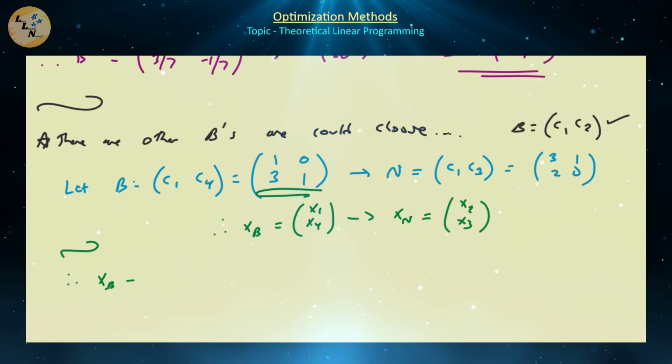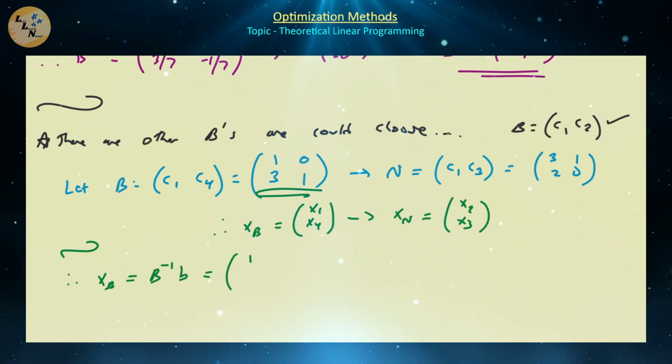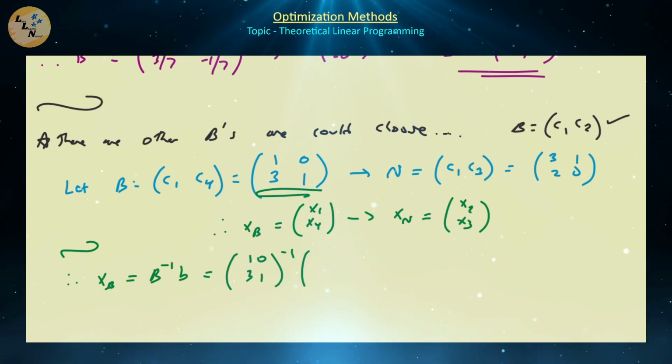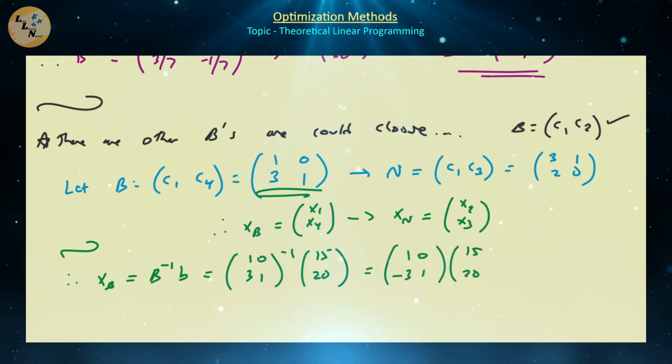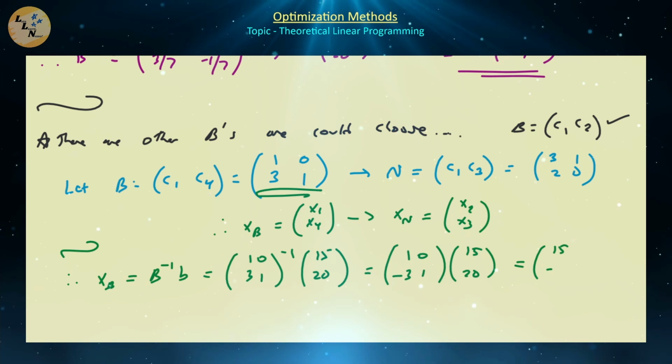So what is the associated basic feasible solution for this selection of B? The basic solution xB is going to be equal to B inverse times b, which is the inverse of the matrix [1, 0; 3, 1] times our column vector b, the same column as before, 15, 20. That's equal to [1, 0; -3, 1] times [15, 20], which multiplies down to 15 and 20 minus 45, so 15 and minus 25. That is another basic solution.